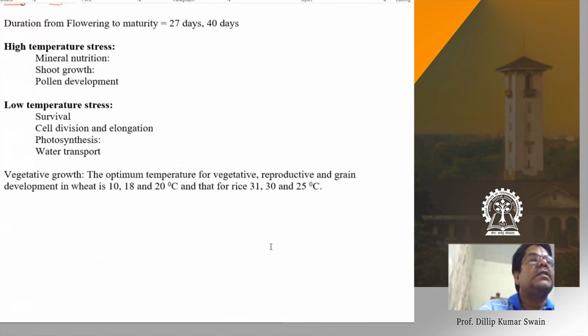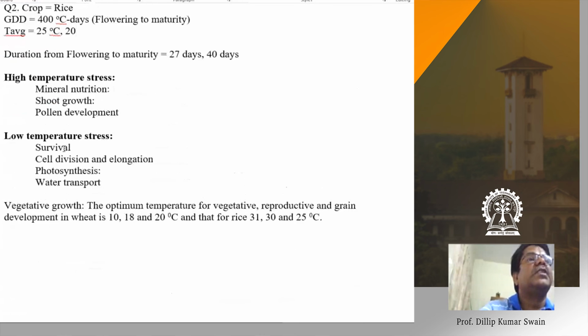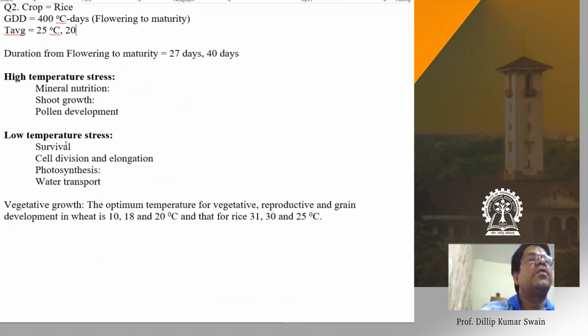Okay, this is all you can see. There is a high temperature stress condition. The low temperature stress condition and the high temperature stress condition both have adverse effects on crop production. High temperature affects pollen development, mineral nutrition uptake, and shoot growth. With low temperature, survival and photosynthesis are a problem, and water transport is a problem. With very low temperature, cell division and elongation also get affected.